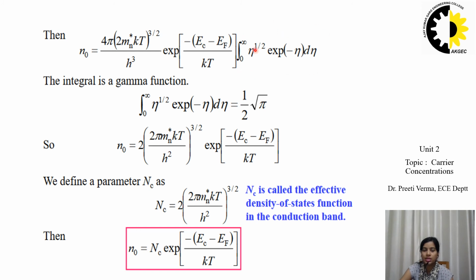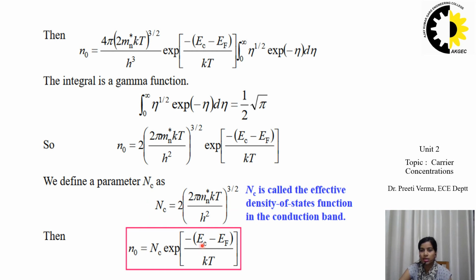So we will replace this with the value of the gamma function, that is root pi by 2. So the N naught comes out to be the same term, exponential minus EC minus EF by KT, times 2 pi mn KT raised to power 3 by 2 by h square. If we take this term as NC, then we can write this concentration equation of N naught as N naught is equal to NC exponential minus EC minus EF by KT. So this is defining the concentration of electrons at equilibrium, where NC can be calculated by this formula.